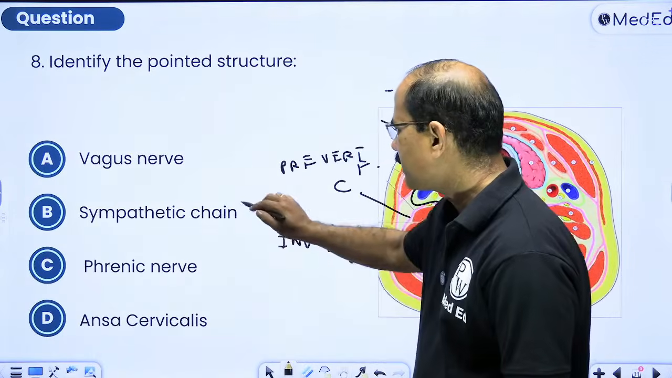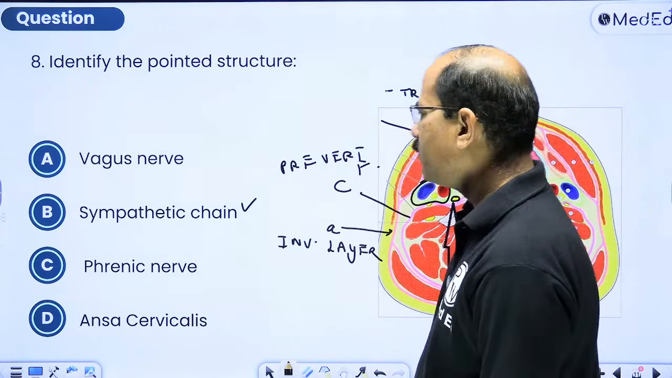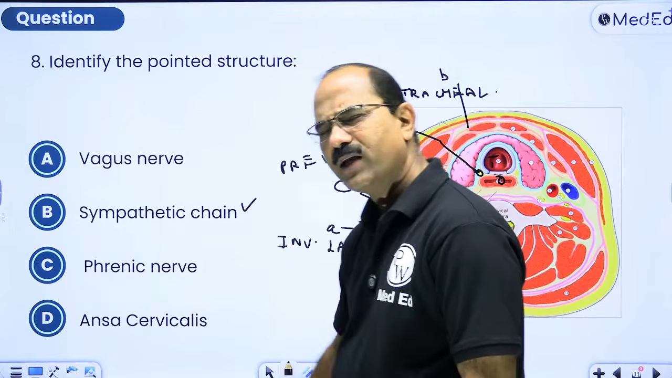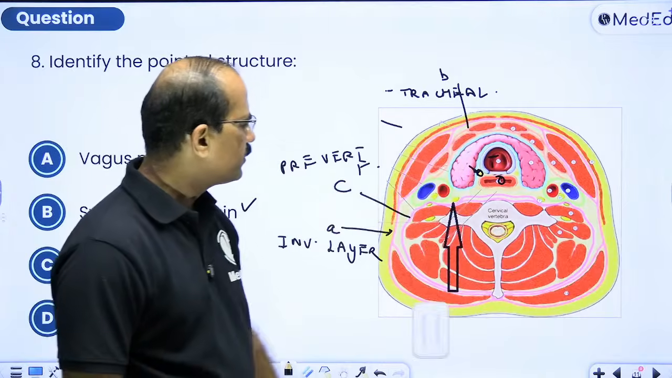इसका आंसर क्या है? Sympathetic chain. इसका आंसर है sympathetic chain. Vagus nerve is in the carotid sheath. Phrenic nerve दिख रहा है क्या यहाँ पे? Can you see the phrenic nerve here? इसमें phrenic nerve देख सकते हो?